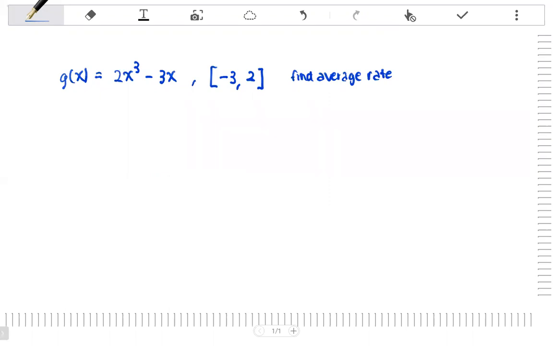We have to find the average rate, so we have to put -3 into the equation. Right? So if we put in -3, what do we get?